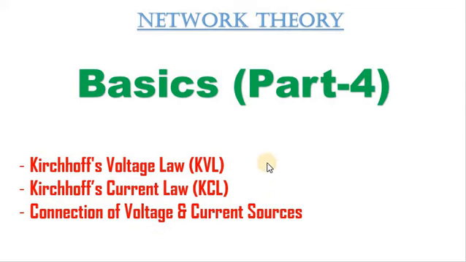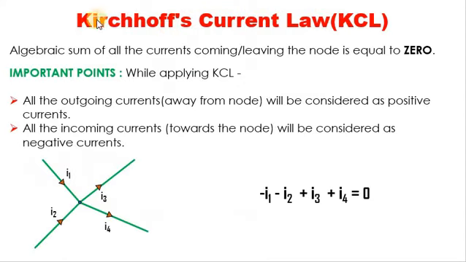Okay, so let us begin today's lecture with our first topic, which is Kirchhoff's current law. By the definition we say that the algebraic sum of all the currents that are either coming or leaving the node is equal to 0. The figure that you see here, this center point, is called a node of a circuit.